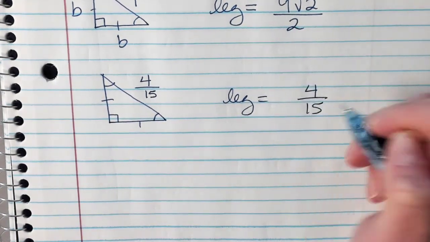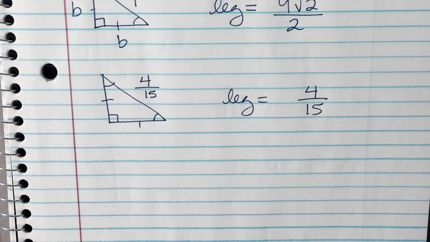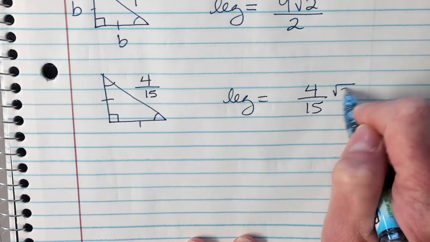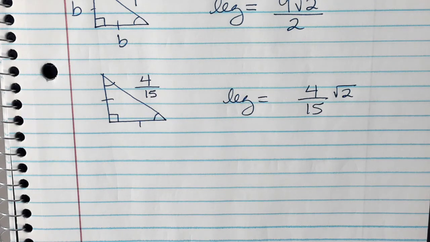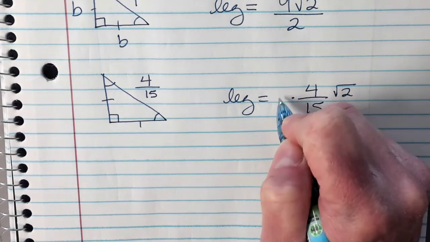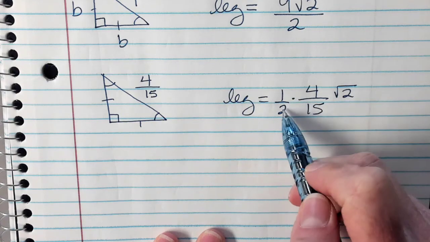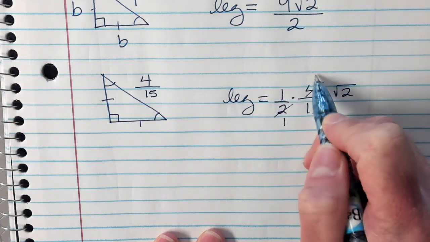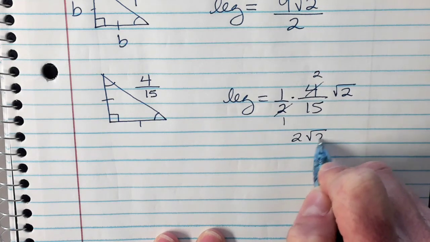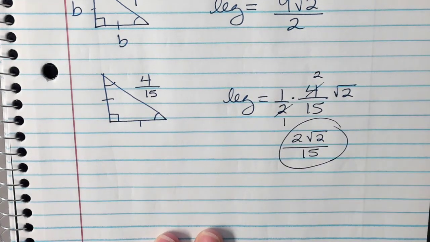Write down your 4 over 15, and I'll pause to give you guys time to catch up in the writing. Stick a root 2 on the back end, because it's times root 2. And you know how we're going to cut the number in half? Well, there's different ways to write the concept of 1/2. We can divide by 2, or we can actually multiply by 1/2. That keeps the 2 on the bottom. Well, we could reduce the 2 and the 4, and it gives us 2 root 2 over 15.